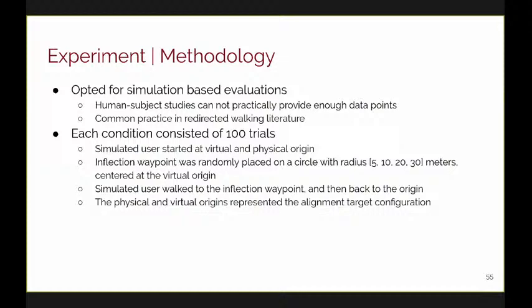Again, we opted for simulation-based evaluation for the same reasons that I stated before. As before, each condition consisted of 100 trials. For each trial, the simulated user would start at the virtual and physical origin. What we're calling an inflection waypoint would be randomly placed on a circle with radius either 5, 10, 20, or 30 meters, centered at the virtual origin. The simulated user would walk towards that single inflection waypoint, stop, turn around, and walk back. The physical and virtual origins represented this alignment target configuration.